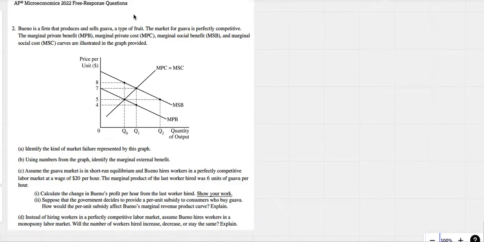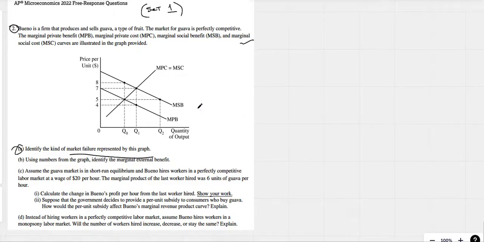This is 2022 Set 1 Micro. And externality, right? We could see that just by looking at the graph here. Usually we read everything on every FRQ, but these are always the same. And I can tell there's no extra information given to us that's going to help us. It says identify the kind of market failure represented by this graph.